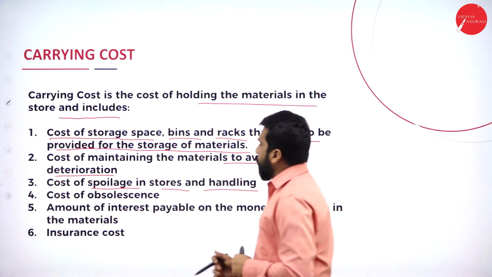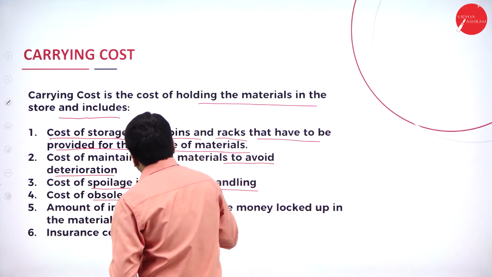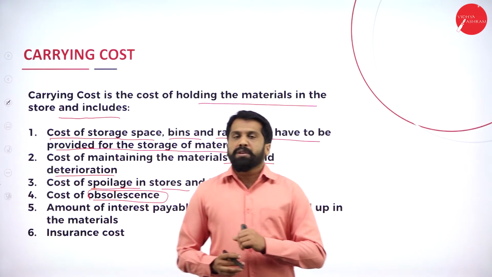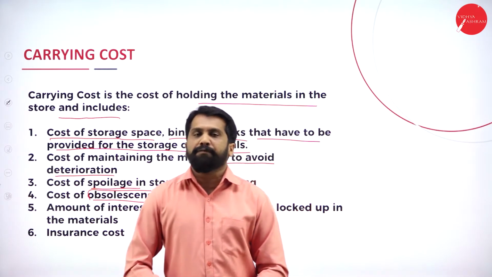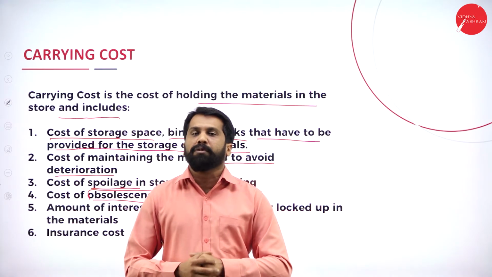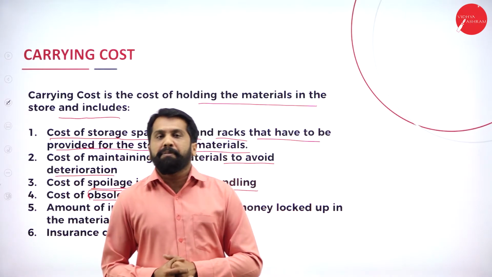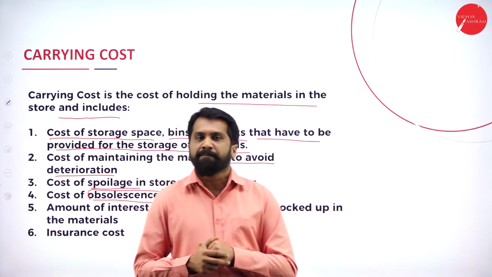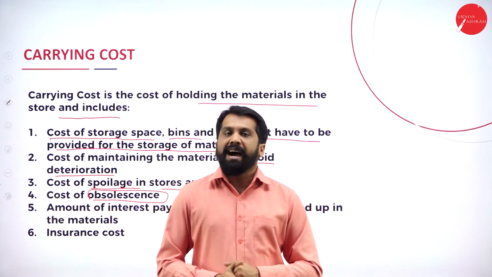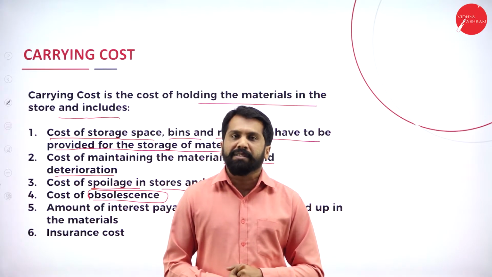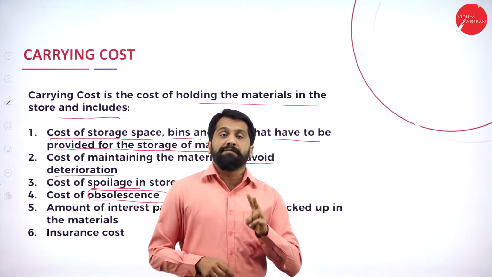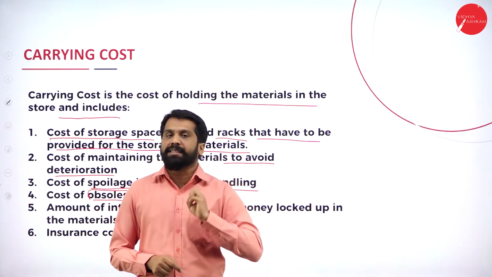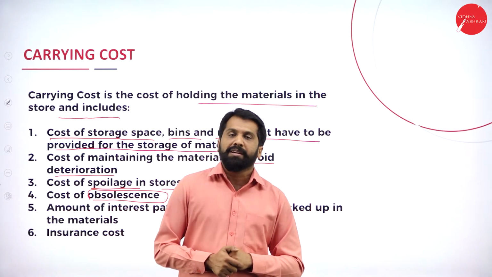Then cost of obsolescence. Obsolescence means becoming old. Now you may think that I'll buy 100 pieces of iPhone 12, so that if I take one phone, it will be 1 lakh. Example, I am telling 1 lakh. If I take 100 pieces, I'll get it for 75,000. So I'll get 25,000 discount. I can sell it for 1 lakh 10,000 or 1 lakh 20,000 to customers.